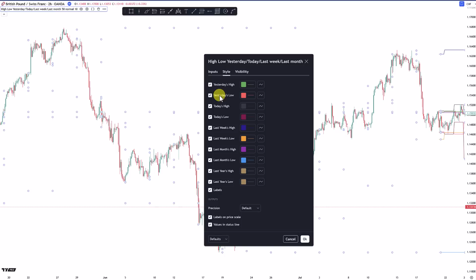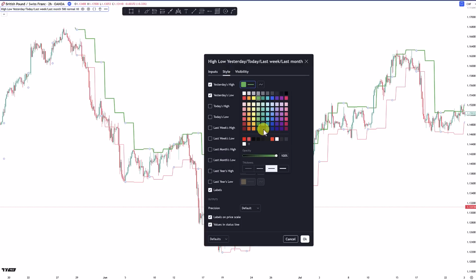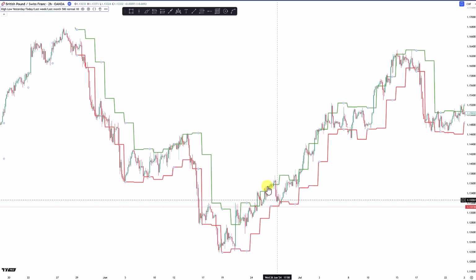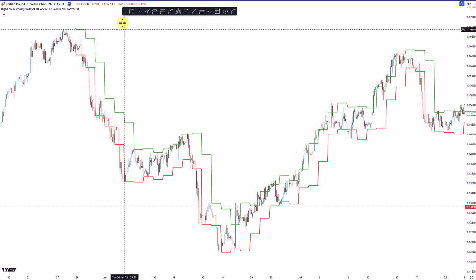So we have yesterday high, low. We don't need to see today's high. We don't need to see today's low. We don't need to see the weekly, monthly, or yearly highs and lows. We can increase that so that we can look back to analyze the charts. Let's make it a little bit thicker so that we can see it better in this video. And what we do have now is a channel on our price action that is plotting the high and the low of yesterday's price action.